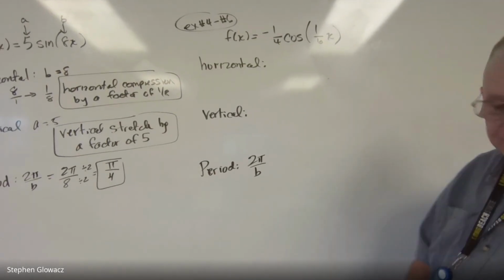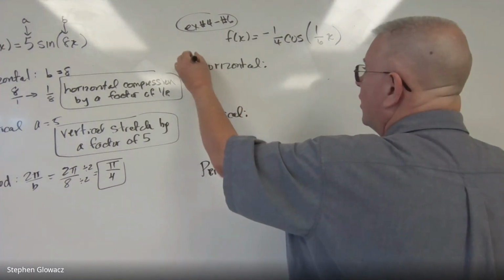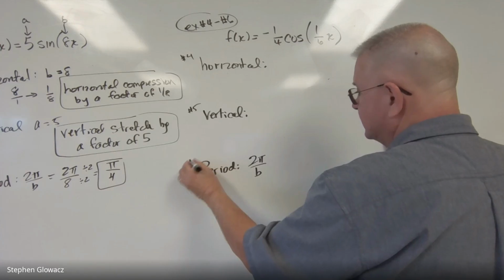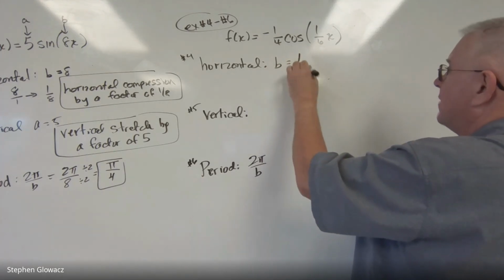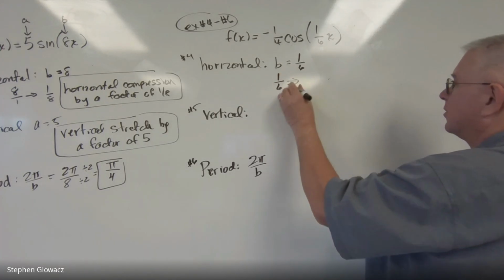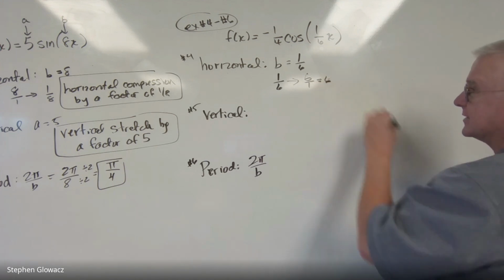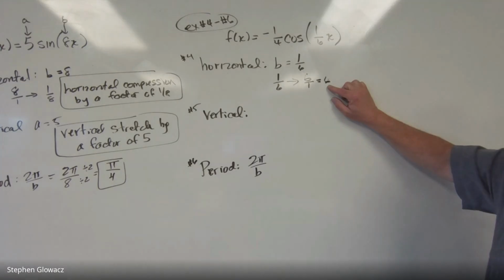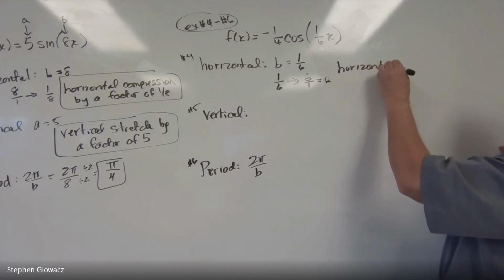4, 5, and 6, we're doing the same thing, but with a cosine function. The good news is, with a cosine function, the rules are the same. So starting with the horizontal stretch or compression, this is for number 4, this is for number 5, and this is number 6. So B is 1/6, but remember with B, with the horizontal stretch or compression, we have to take the reciprocal. So the reciprocal of 1/6 is 6/1, which is just 6. Since 6 is more than 1, that would be a horizontal stretch by a factor of 6.